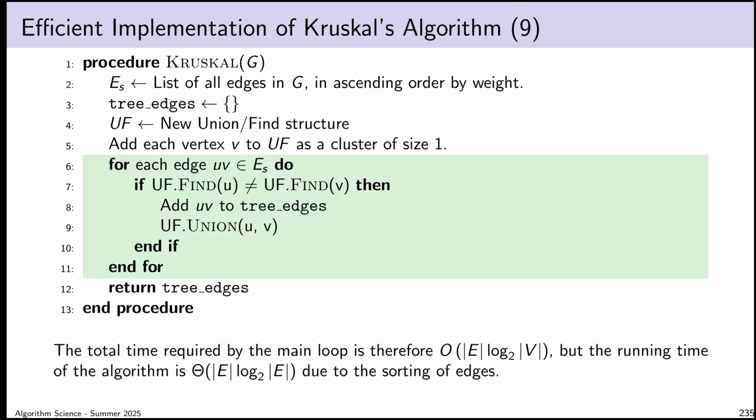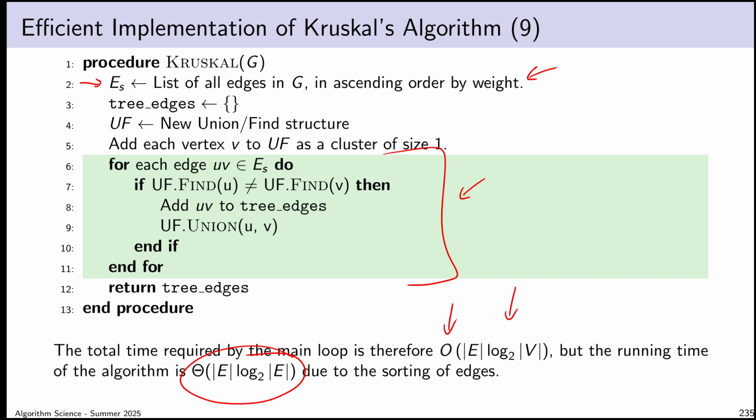And that means the time required by the main loop is therefore at most, notice the big O, because we do know some secrets about union find structures, the running time of the loop is at most E log V. But the running time of the algorithm is bottlenecked by this. So actually, it doesn't matter how much faster I can make my union find. Asymptotically, we already know the answer for how long this takes. It's E log E, which is the amount of time it takes in general to sort the list of edges.